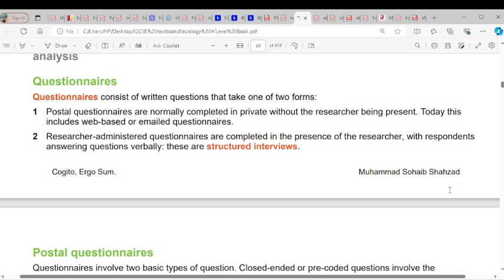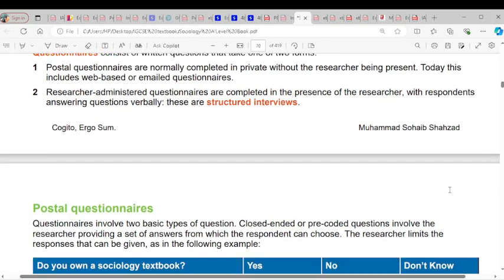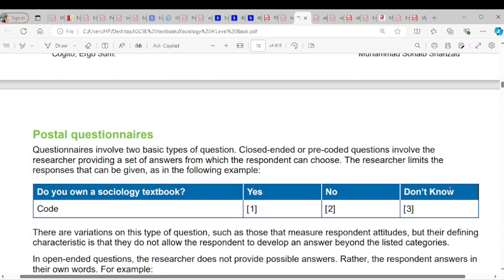Then we have the structured interview. Researcher-administered questionnaires are completed in the presence of the researcher, with respondents answering questions verbally. We call it a structured interview because the researcher provides you with a standardized question, which you have to answer verbally. The researcher is there, and you as the respondent are also available. That is a structured interview. I think it's clear.